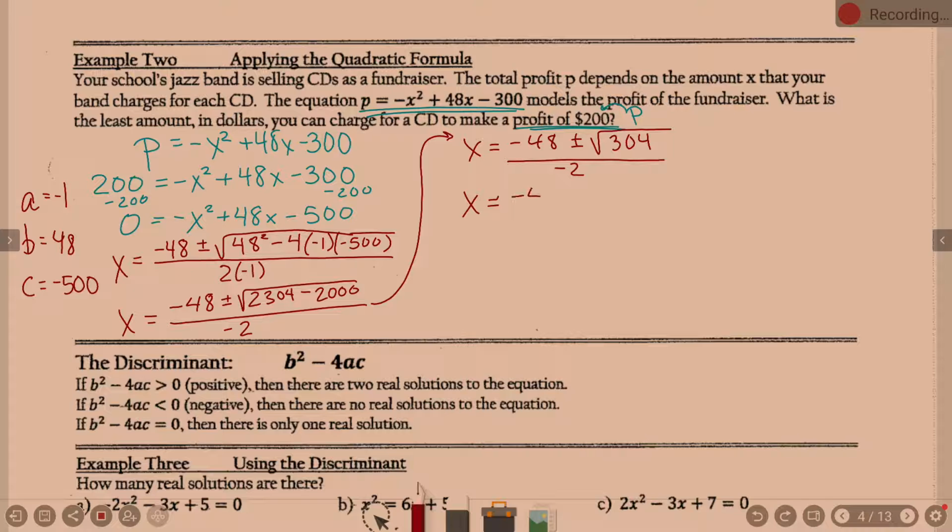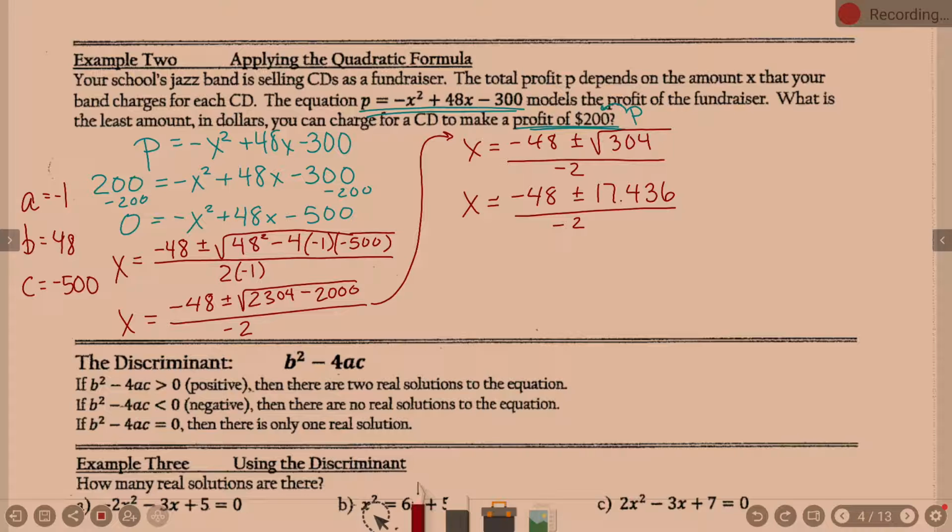So, negative 48 plus or minus square root of 304 was 17 point what? 17.435595. I'm using 17.436, over negative 2. And here's my reasoning. I eventually want 2 decimal places, right? So I went 1 extra decimal place so that when I round back to 2 decimal places, we'll still be accurate. That's what I did.